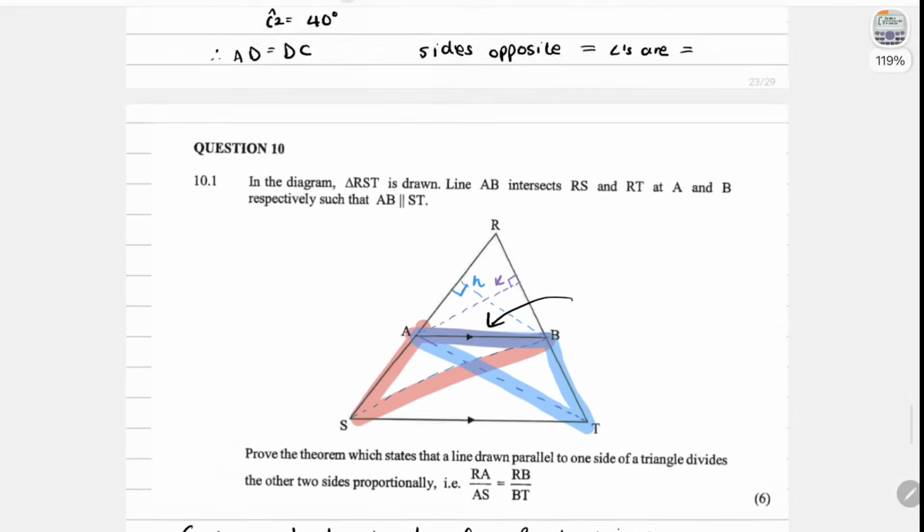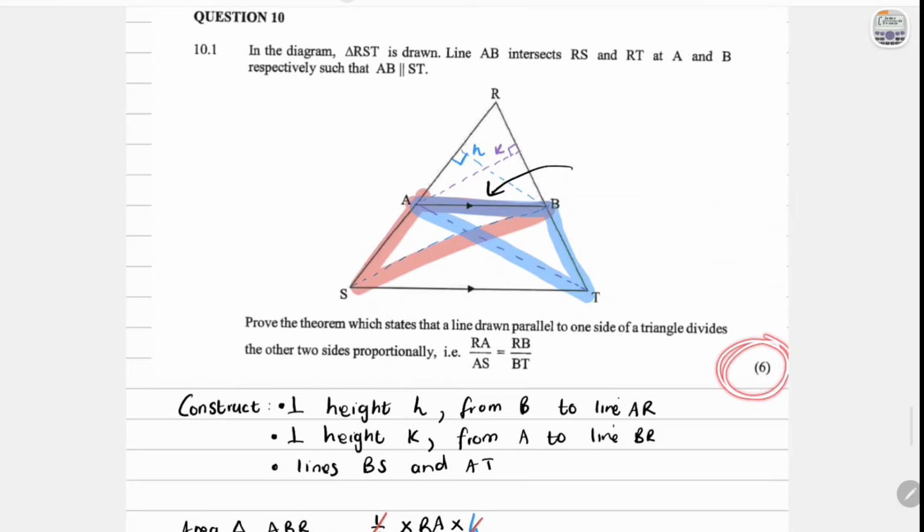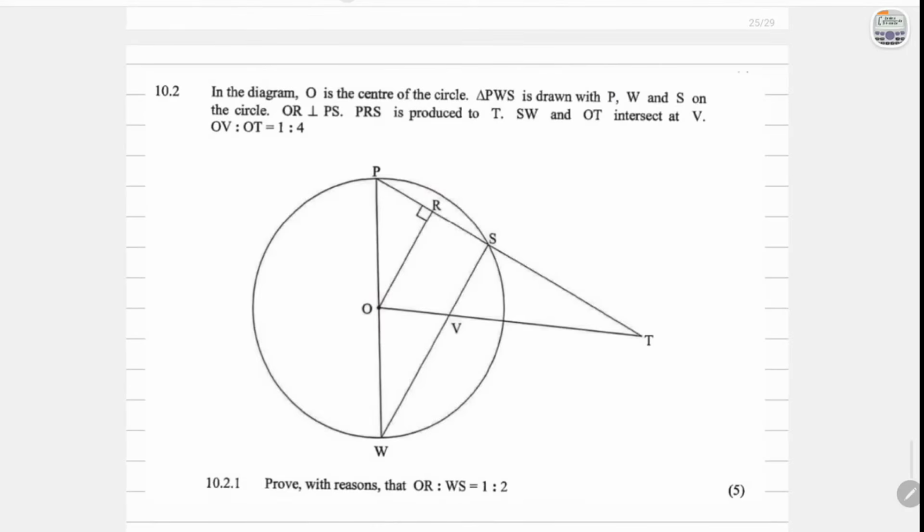Okay, so that is it for that proof. It is 6 marks. And we move on to the next question. Okay, so we are now on 10.2, and 10.2 says, in the diagram, O is the center of the circle, and then we have triangle PWS. So triangle PWS is drawn with P, W, and S on the circle. OR is perpendicular to PS. You can already see they're trying to use the proportionality theorem over there.